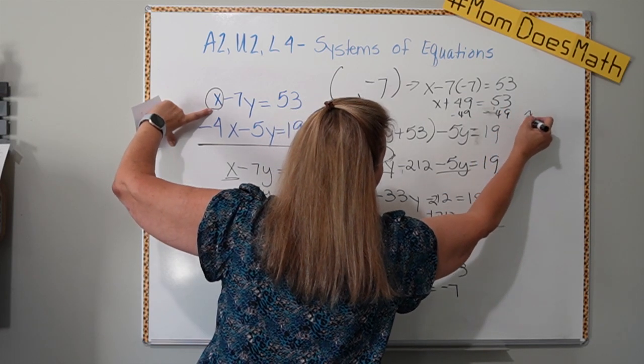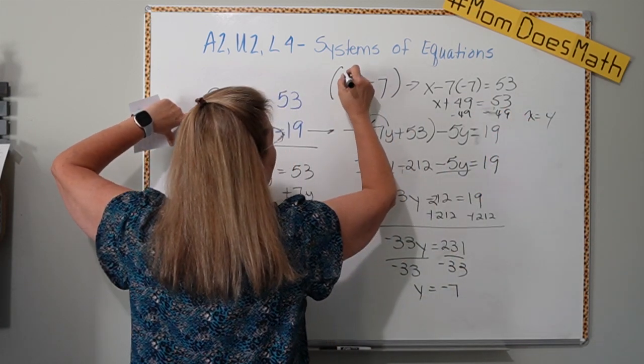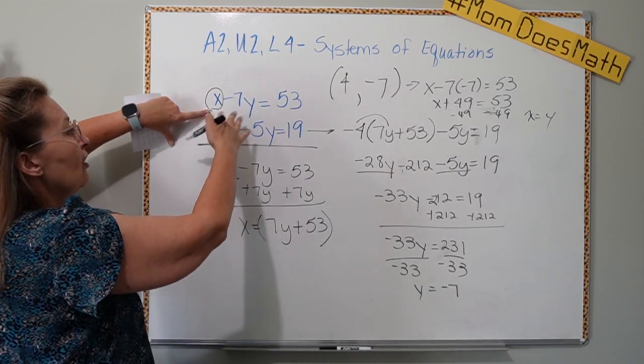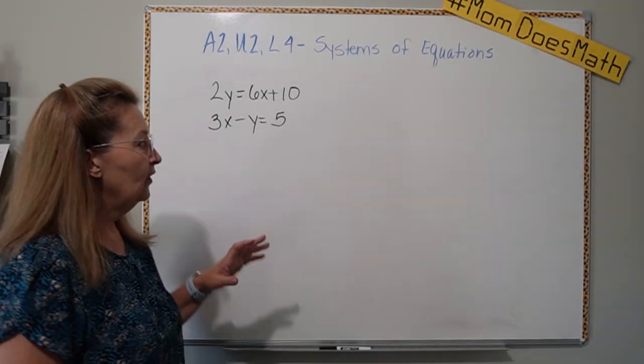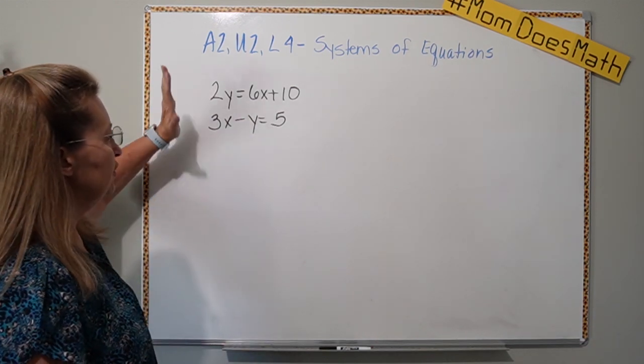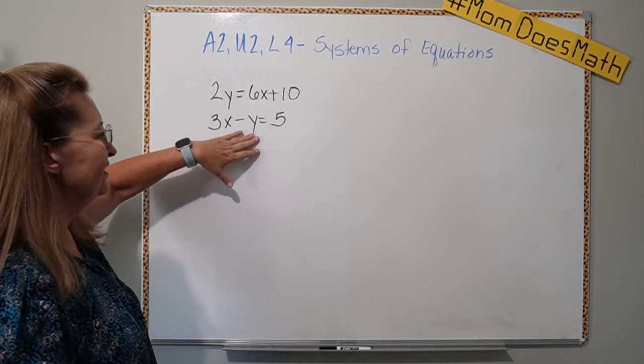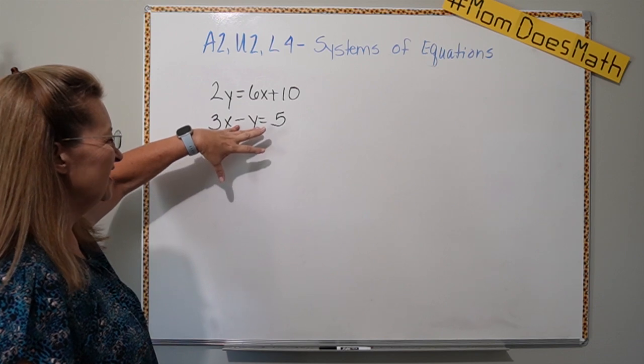And you have x is equal to positive 4. Once again, you really should plug both of these numbers in and check your work. Okay, let's look at number 11. We can choose either one. You know, this one doesn't have a coefficient, but it does have a negative sign.